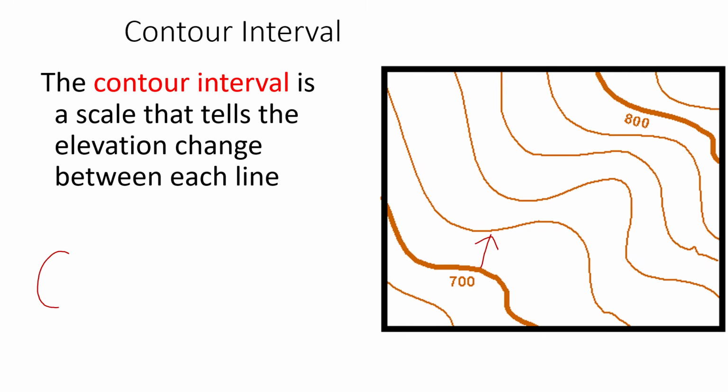The contour interval for this particular line was 20, because every time we went from one line to the next, we went up 20 in elevation. So the contour interval is like a scale, but it's the scale going up, not across the paper.